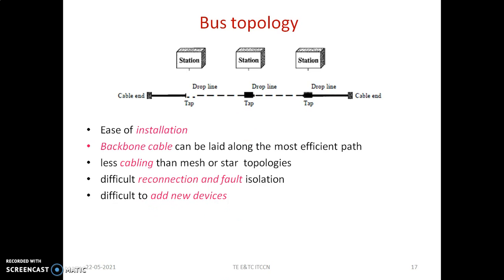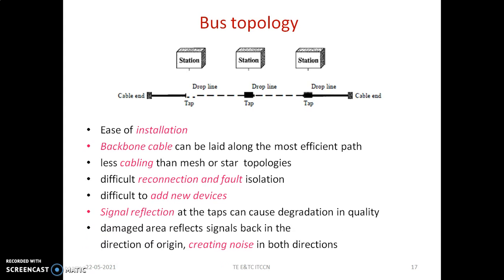But challenges are difficult reconnection and fault isolation, and it is difficult to add new devices too, because of the type of connection it is done with the taps and a drop line is required. In case any fault occurs, then signal reflection at the taps can cause degradation in the quality. Damaged area reflects the signal back in the direction of origin and it creates some noise and disrupts the signal during the transmission, and it may happen in both the directions.